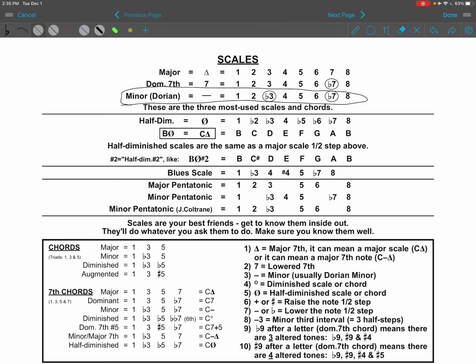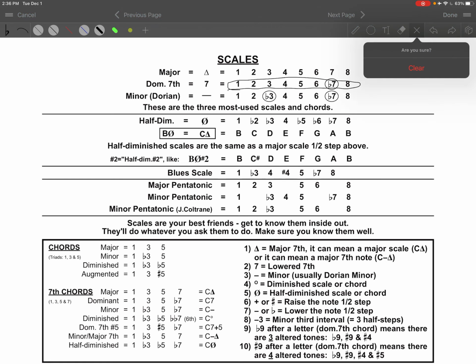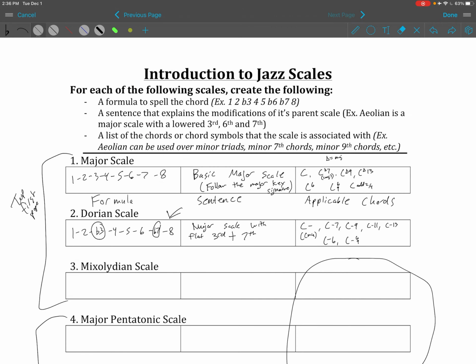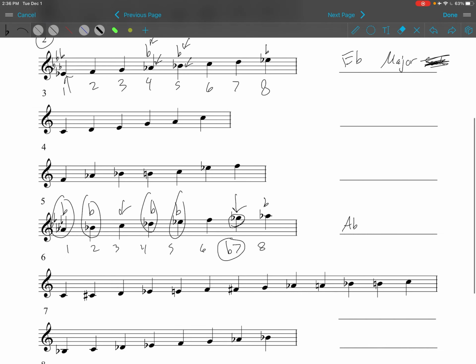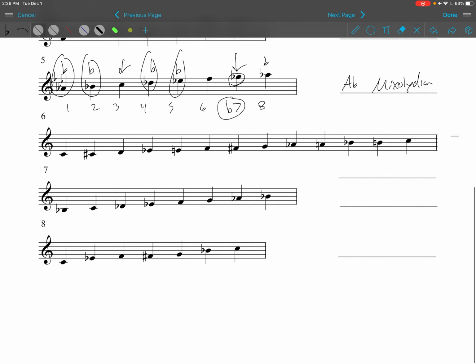If I go back and look for which answer has only a flat 7 in it, we can see that is actually our dominant 7th scale, which again, we don't call it that. We call it Mixolydian. So we're going to at least erase that and go write that in here. We have an A flat Mixolydian scale here. All right. Let's do another one.